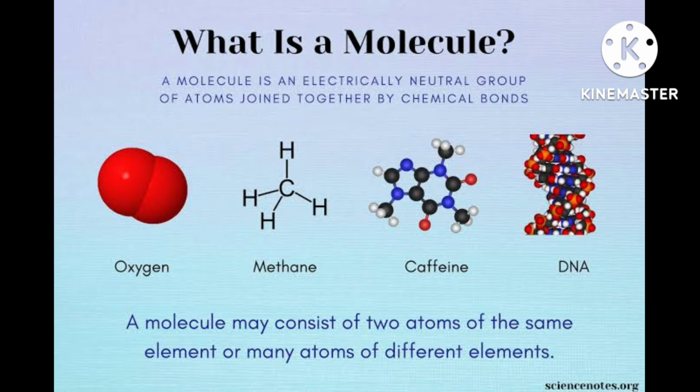And these can be separated physically. Components of a mixture can be separated by using physical methods such as simple hand picking, filtration, crystallization, distillation, etc. Now come to the pure substances.